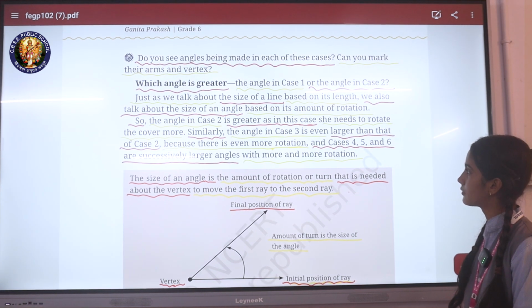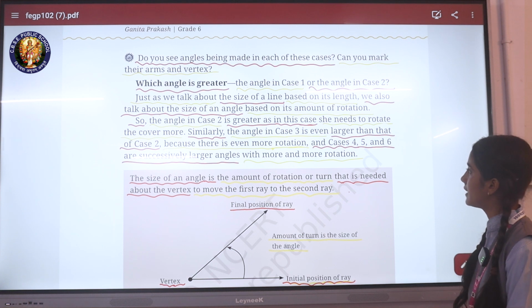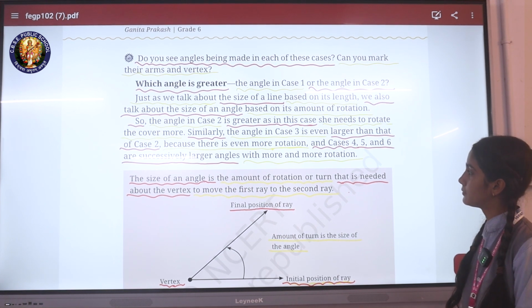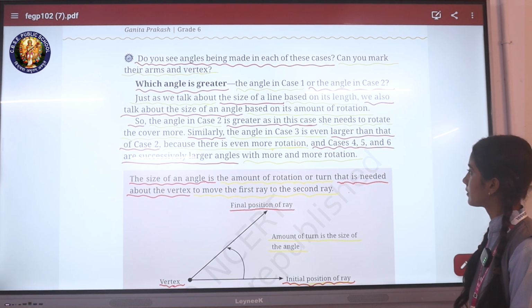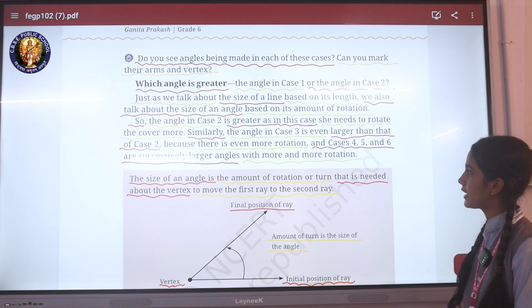Similarly, the angle in case 3 is even larger than that of case 2, because there is even more rotation. And cases 4, 5 and 6 are successively larger angles, with more and more rotation.